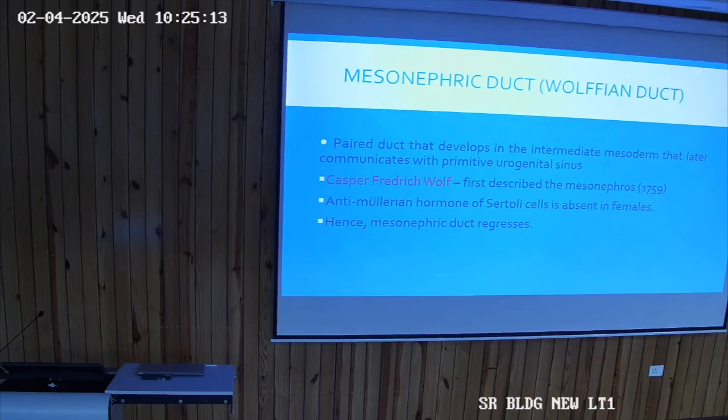Sometimes short notes come on mesonephric duct, so let us first discuss the mesonephric duct. It is also known as Wolffian duct because of the scientist who discovered it, Caspar Friedrich Wolff. Now this mesonephric duct is responsible for the formation of the ureteric bud and the collecting duct. And it regresses in the female because of the absence of anti-Mullerian hormone, but it persists in the male and helps in the formation of different structures. So there are derivatives of mesonephric duct in the males and in females.